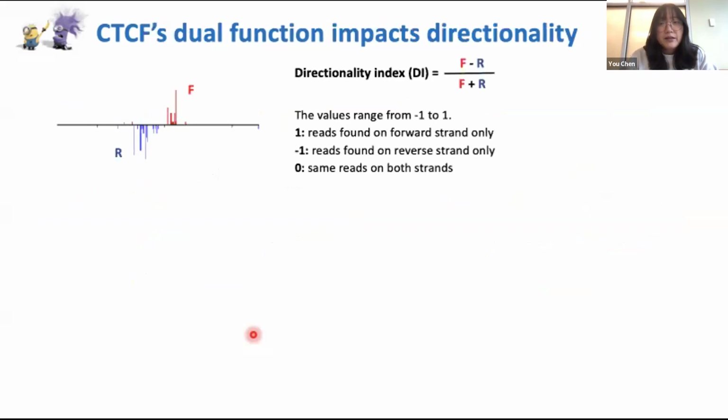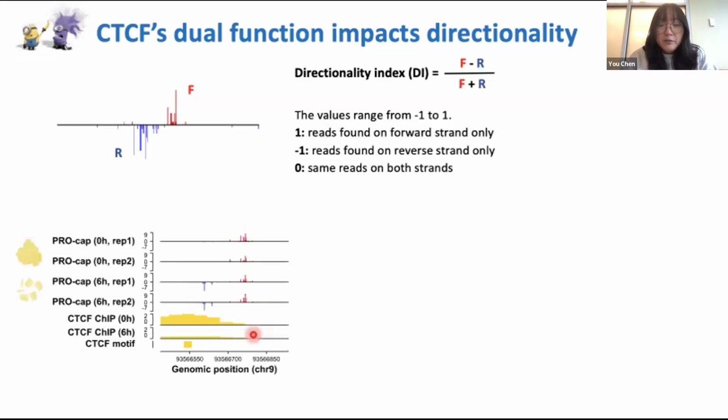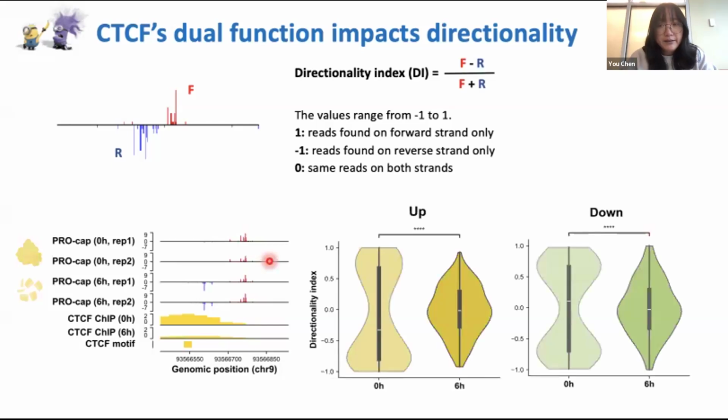To further test whether this dual function impacts directionality, we use the metric directionality index to evaluate whether an element is more balanced with similar reads on the forward and reverse strands or more skewed toward one strand. As shown in the previous example, before degradation, transcription is skewed toward the forward strand. After degradation, it becomes more balanced due to increased transcription on the reverse strand. This trend is consistent when examining changes of directionality index across other elements.